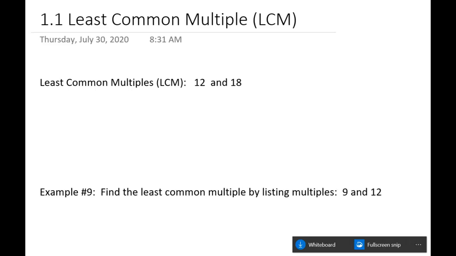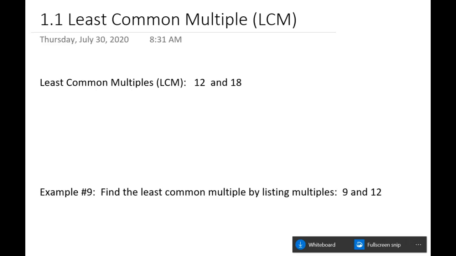Our last concept for 1.1 is what we call least common multiple, or a lot of times I'll refer to it as the LCM. So what we're looking for, by least, we mean the smallest number that both, like our first example here, 12 and 18 will divide into. So that's why it's called the least common multiple.